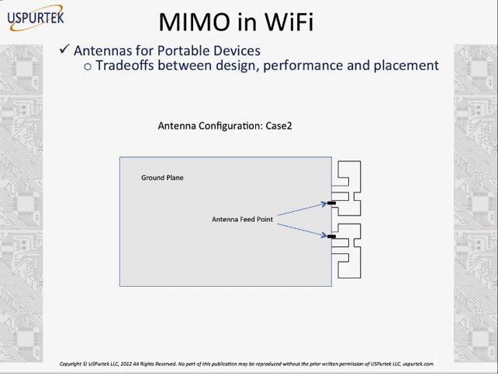Now sometimes you have to do a trade-off. You may not have enough space inside the device to place two elements apart from each other. So here you could place the second antenna element beside the first one. So there is limited spatial diversity. However, the antenna feed points are much closer compared to case one.